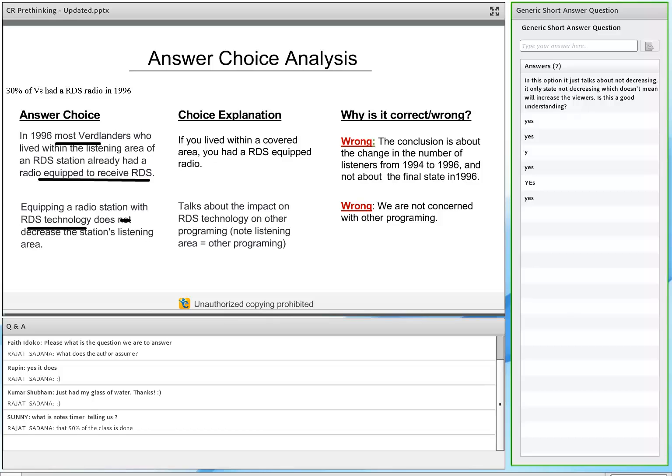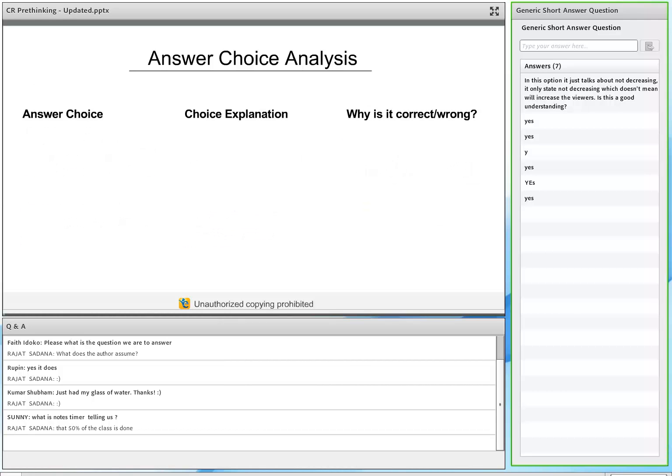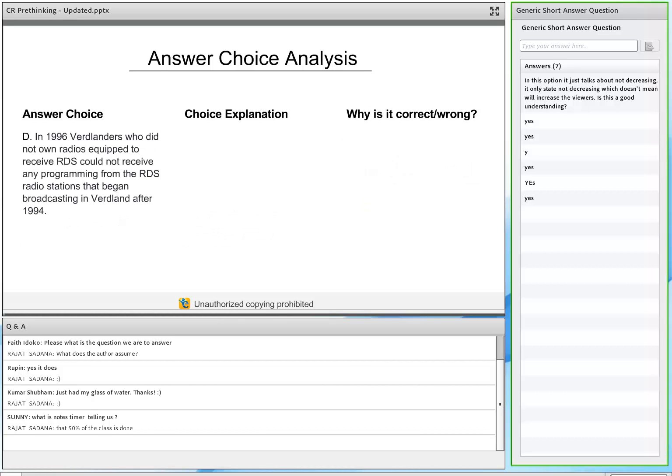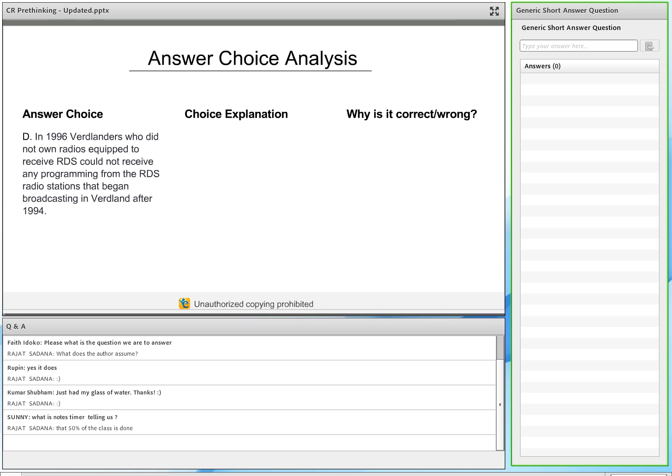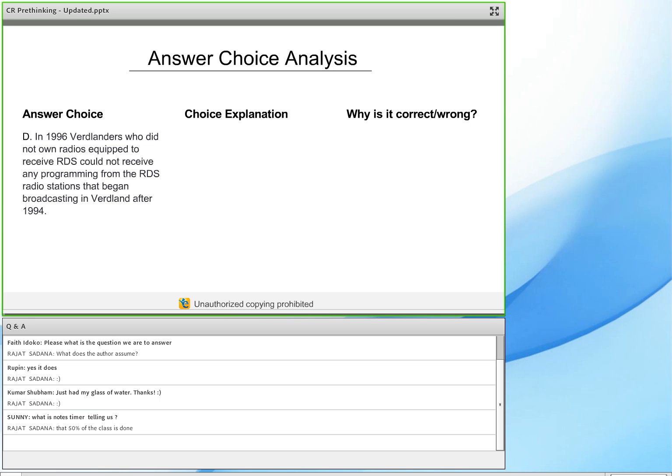Let's see, what is the question? AK, I think you're right in your inference, yes. Let's look at choice D. Choice D is a very tricky choice, and I want you to focus your attention over here. Read it very slowly. In the year 1996, were landers who did not own radios equipped to receive RDS?